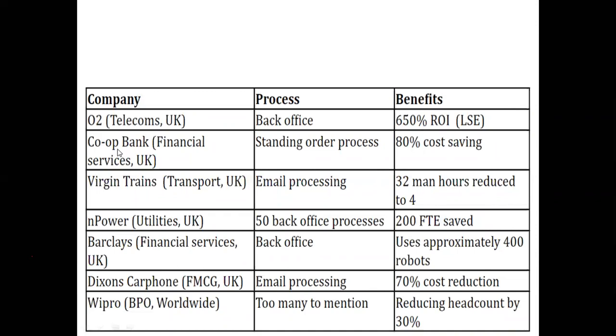Now, if you look at Cooperative Bank, which is in the financial services domain in the UK, the process they automated was the standing order process. Because of that, 80% of cost has been saved. If we look at Virgin Trains, a transport company in the UK, they automated email processing. Because of this automation, 32 man hours were reduced to how many hours? 4 hours. Like this, multiple companies have already implemented it.